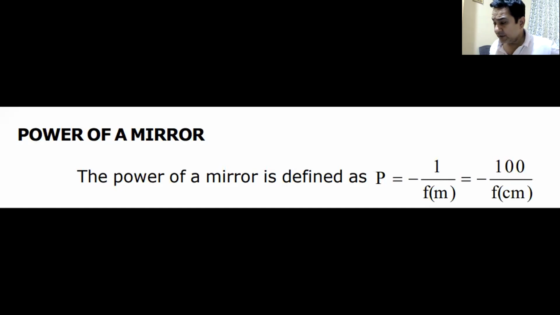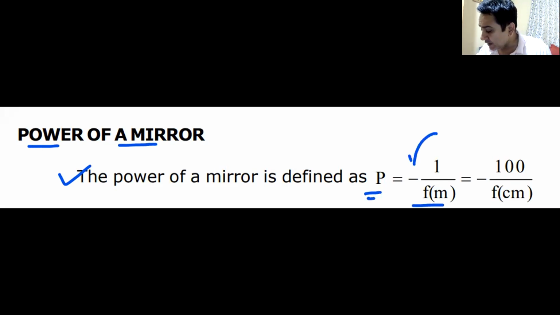Then let's move ahead. The next heading is power of a mirror. We'll have a heading power of a lens as well. The power of a mirror is normally in diopters. Diopter is an SI unit. Power of a mirror is -1/F. It's the inverse of focal length with a negative sign. The focal length must be in meters to have the power in diopter. If it is in centimeters, the formula becomes -100/F, with focal length in centimeters.